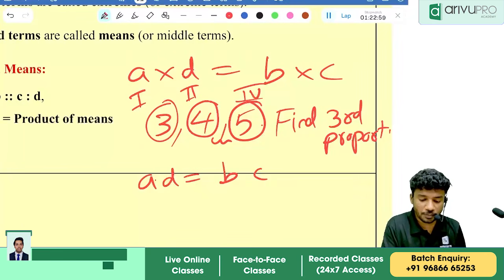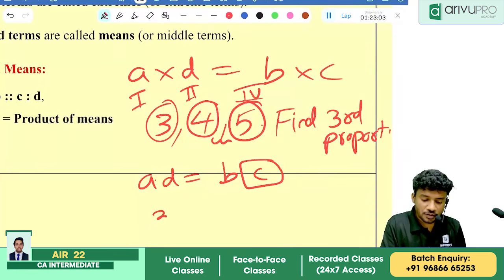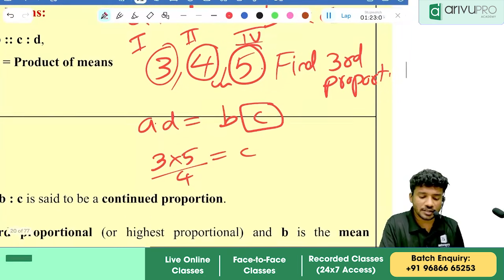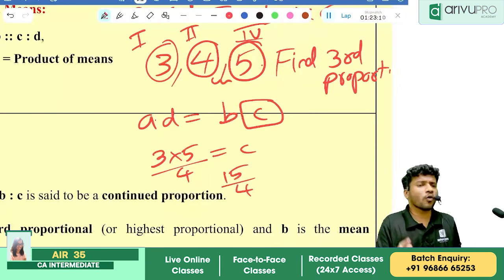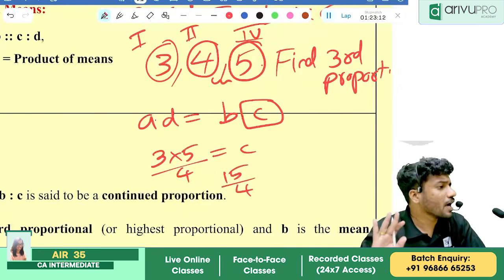They are asking for the third proportional, right? That means we need to find what? C. AD is how much? 3 into 5 divided by 4 is equal to C. The answer is how much? 15 divided by 4. Some value you will get. Okay, are you getting it?